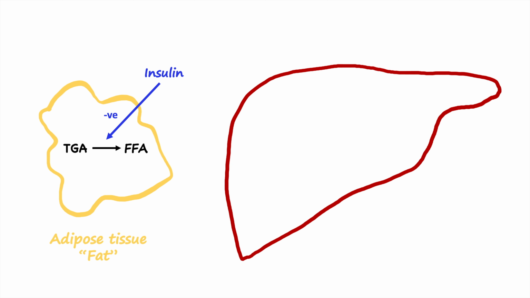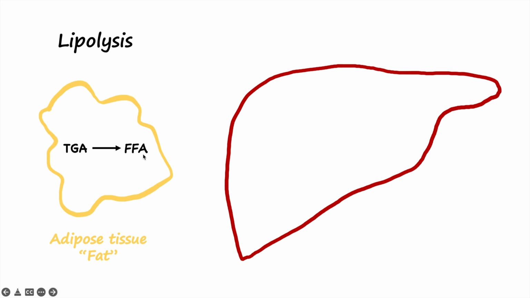Okay, any other effects? Yes, insulin normally will inhibit breaking down of the fat, lipolysis. How? It inhibits the enzyme responsible for converting triglycerides to free fatty acids. Now, what would happen if you don't have insulin? Lipolysis won't stop, and as a result, you will have a lot of free fatty acids.